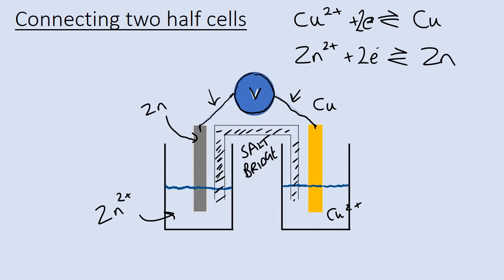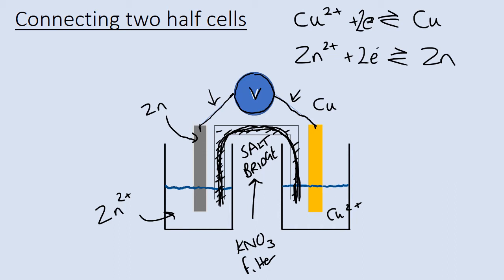So your salt bridge, the easiest way to do this in a lab would just be to use some soaked filter paper with potassium nitrate. So we'll soak the filter paper with potassium nitrate and we literally stick the filter paper across both beakers so that it's in the solution, and it completes that circuit. It allows ions to move and conduct. So it completes the circuit.